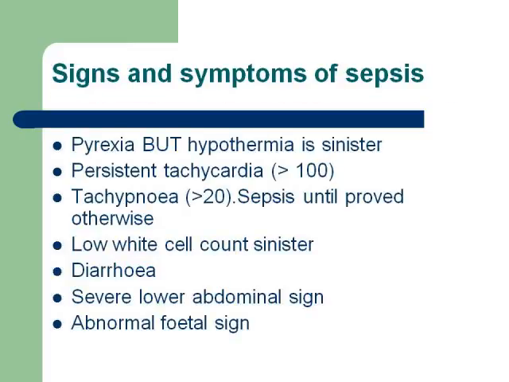So what are the signs and symptoms of sepsis that were particularly highlighted in the report? Well, pyrexia we all know, but it was highlighted that hypothermia is sinister. I think as anaesthetists we're probably all aware of that, because we know that that's one of the signs of sepsis, but it may be that other professional groups aren't so aware of that. Persistent tachycardia and tachypnoea over 20, which they say in the report is sepsis until proved otherwise. This was pretty consistent. These women with sepsis were tachypnoeic. A low white cell count, again, is sinister. And diarrhoea and severe lower abdominal pain were features that were often seen.